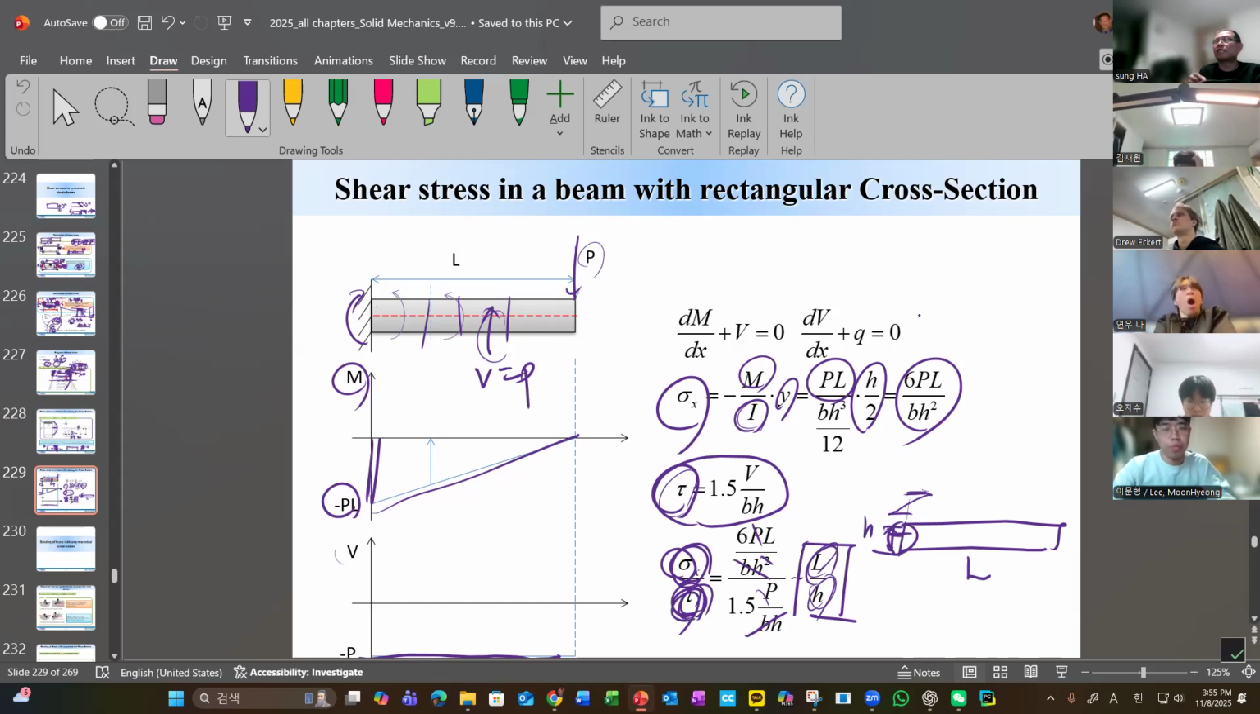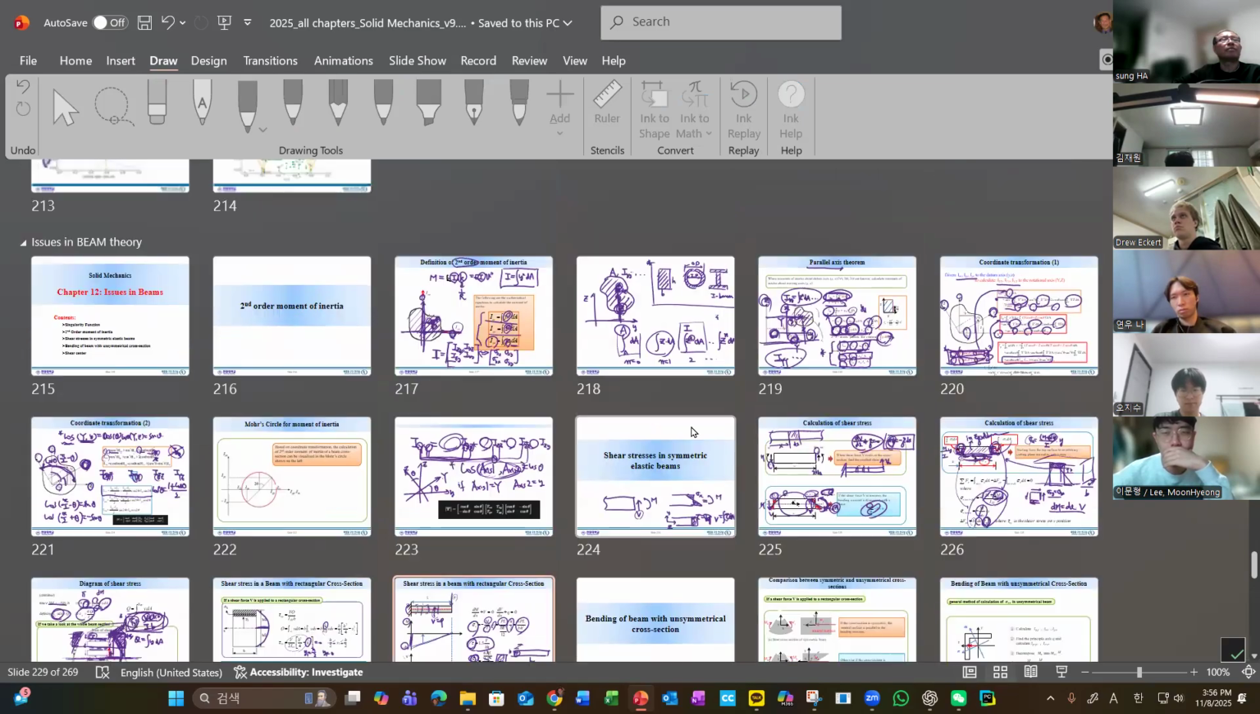Again, the shear stress is zero at the top and bottom, maximum at the center, and this maximum is still very small compared to the maximum tensile stress. So that's the message we'd like to understand. Compared to this sigma x, tau is very small, and we don't consider it much when we consider equilibrium and so on.